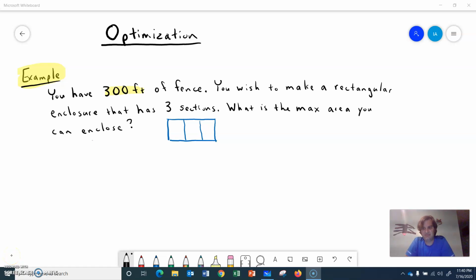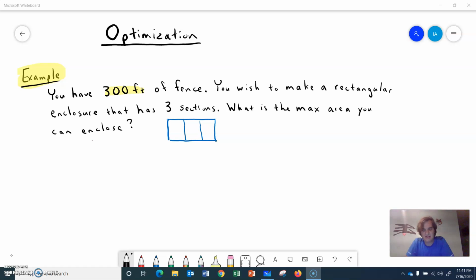Hey everybody, it's Mr. Allred here, and I'm going to talk about optimization, which basically means to optimize what you have. So you can look at this in two ways. One, the example that we have here, you're given so much material and you want to make the most you can out of it, use it the most effectively.